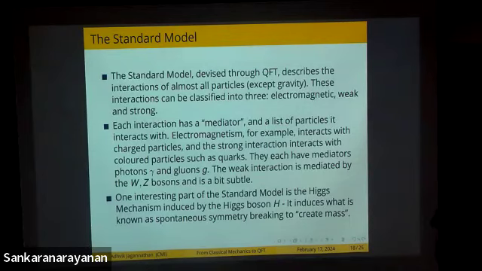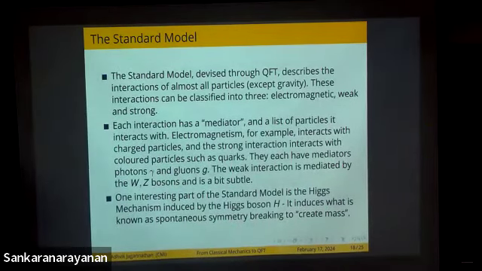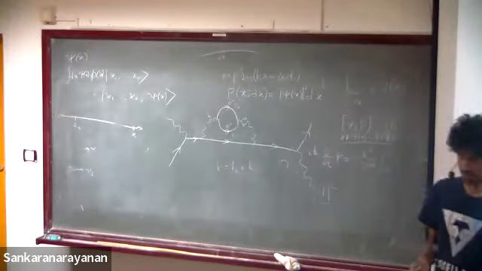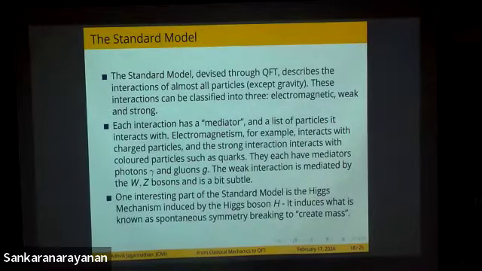For each interaction, you have a mediator and a list of particles which interact through this interaction. For example, the electromagnetic interaction is mediated by the photon, and the strong interaction is mediated by particles called gluons, which behave very similar to photons, but they have color and different interacting terms. They interact with what are known as colored particles, such as quarks and so on.